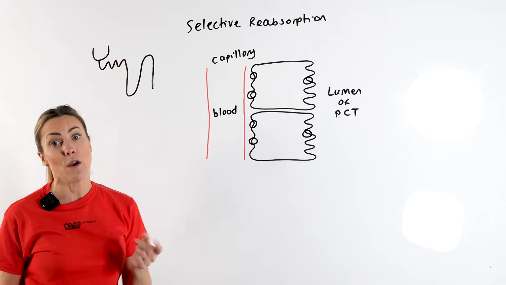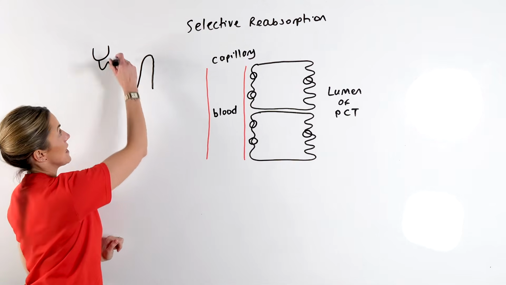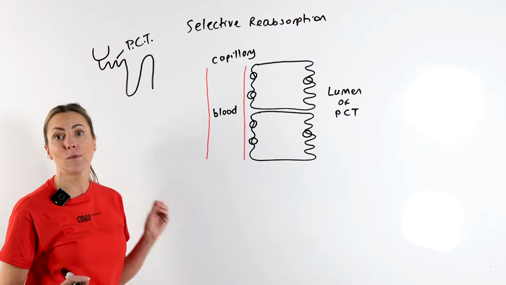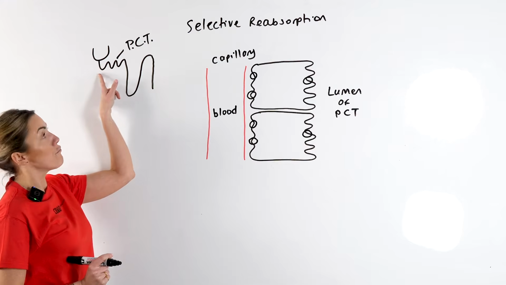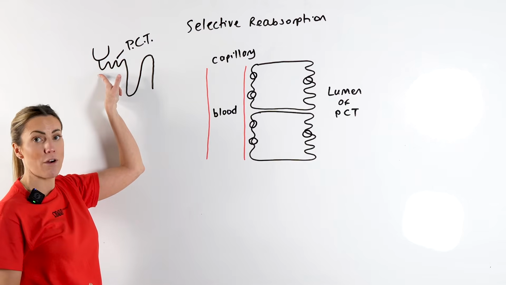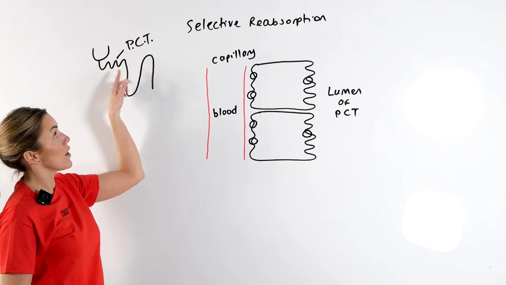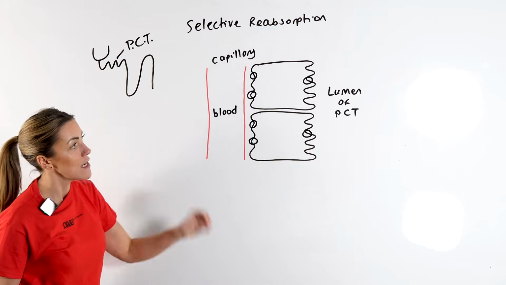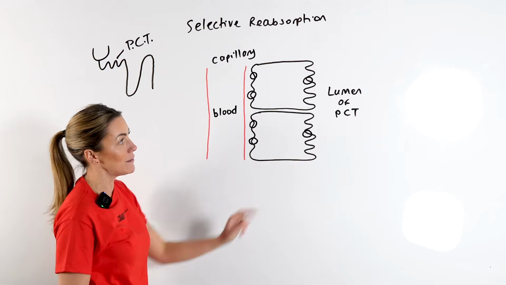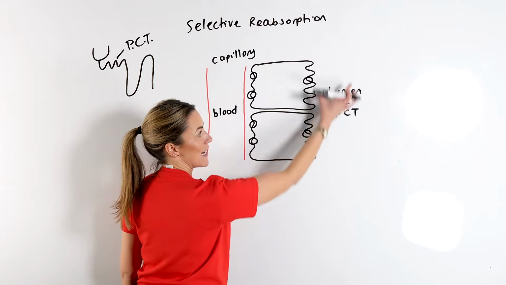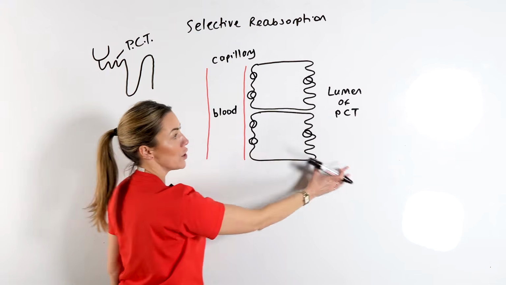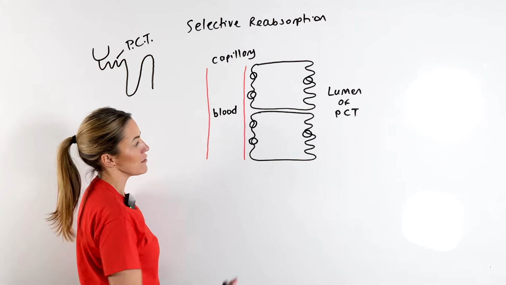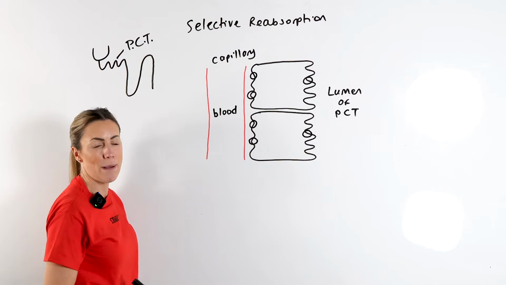Now, the first thing we should know is where selective reabsorption takes place. It's in here, and this is the proximal convoluted tubule. We've produced the filtrate following the process of ultrafiltration, and the filtrate is moving into the nephron and into the proximal convoluted tubule. If we go to this diagram, this is inside the proximal convoluted tubule, or the lumen. These are the epithelial cells that line the proximal convoluted tubule, and this is a blood capillary.